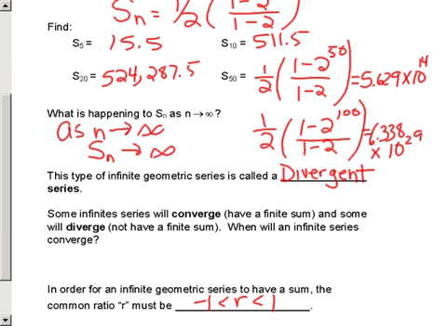You need to listen to this last part. It's the most important before you go. If the r is between -1 and 1, it will be convergent. But if r is less than -1, or r is greater than 1, it will be divergent.